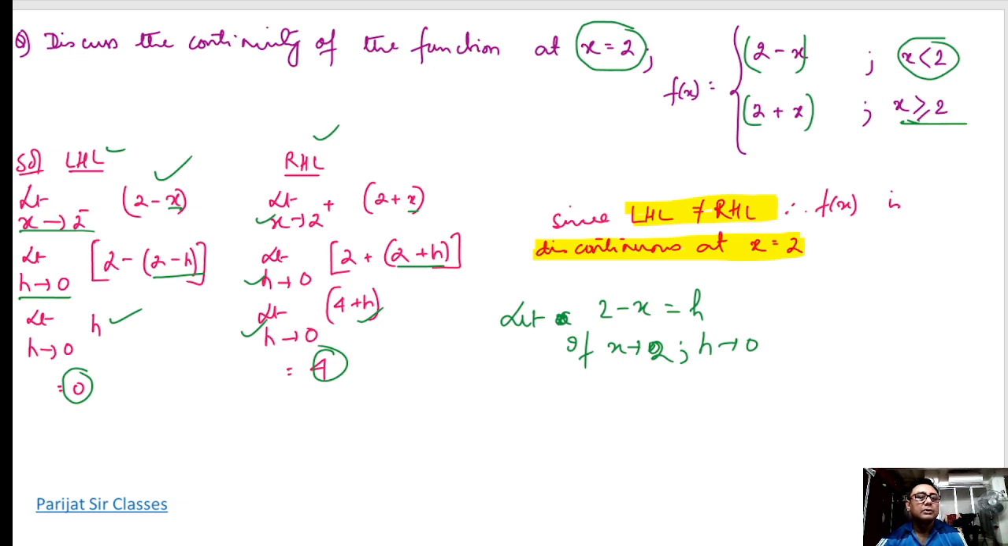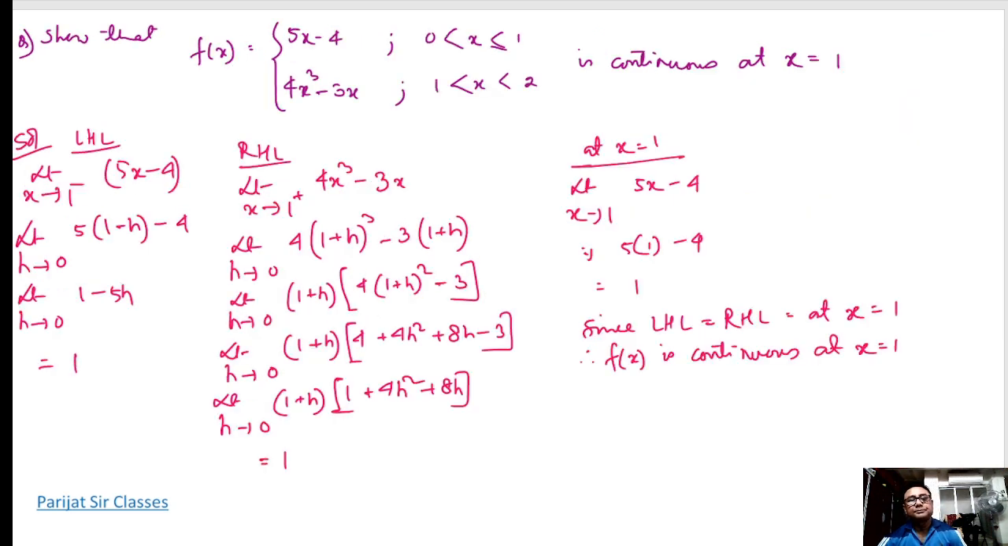Okay friends, so let's see the next sum. It says this is the f(x) given. Now we have to test at x equal to 1. So for x less than 1, I will choose this function. For x equal to 1 also I will choose this function, and for x greater than 1 I will choose this function. So let's see. This is the left hand limit, so I have to choose this.